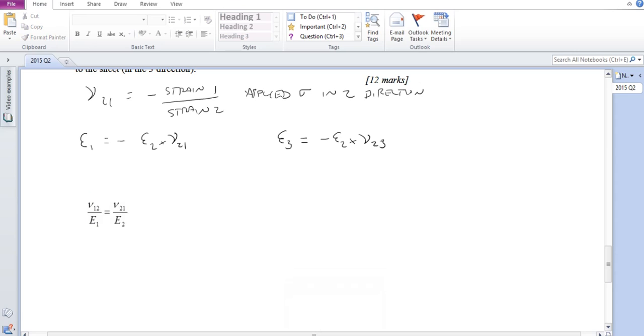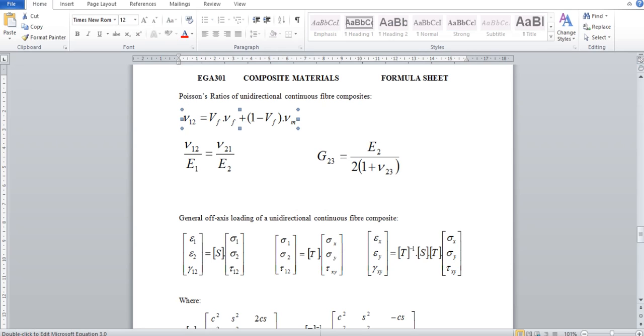E1, hopefully we're all fairly familiar with this from the law of mixtures. So E1 will just be VF EF plus VM, or 1 minus VF, times EM, and putting the numbers into that, they're all given in the question, that comes out to be 91.25 gigapascals. Poisson's ratio 1,2 is also quite straightforward, because that's given here, and it's another law of mixtures on the Poisson's ratio. So that one is quite simple as well.